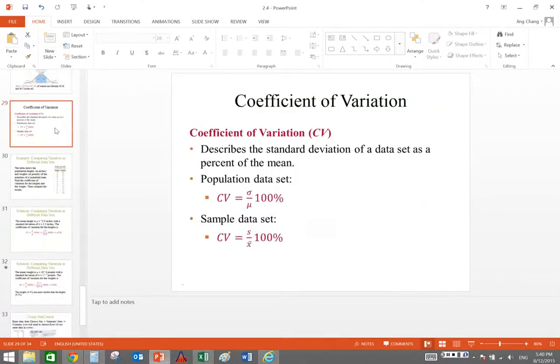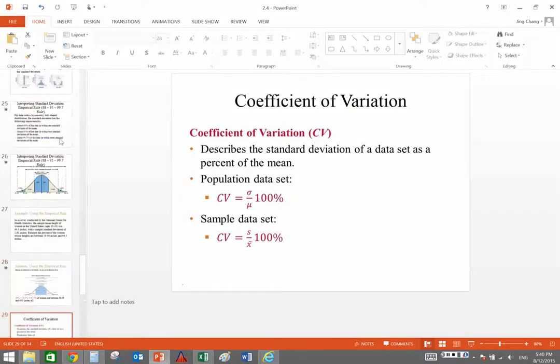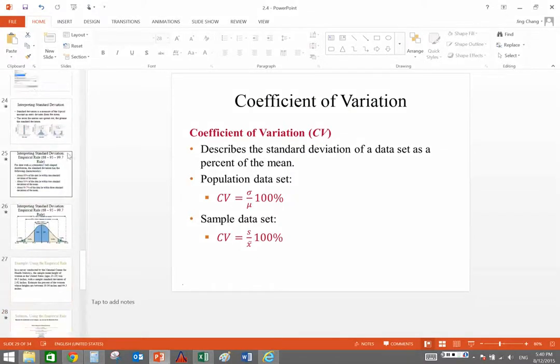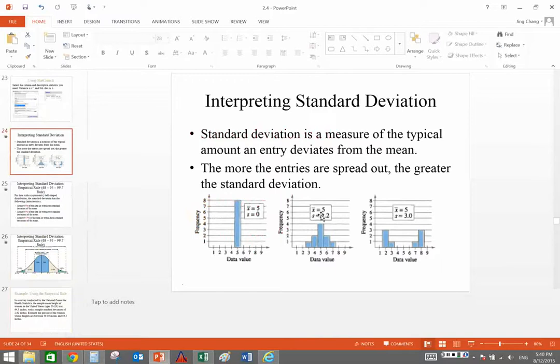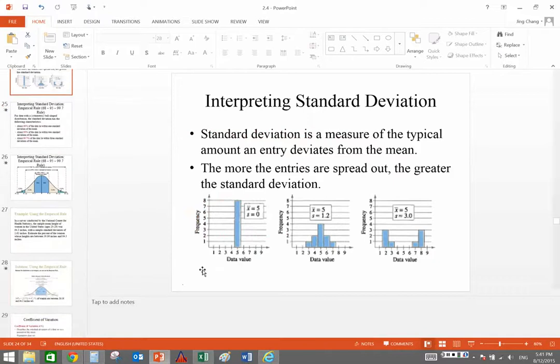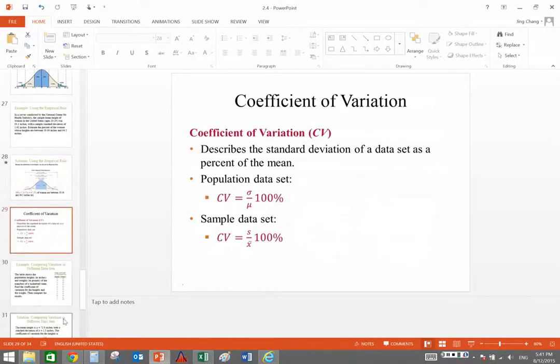We can use standard deviation to compare the variation of a data set. As we showed here, the greater the standard deviation, the more the entries are spread out. However, standard deviation has the same unit as the data entry. So if we have data with different units, for example, one is height, one is weight, and we want to know which one has more variation, then we cannot compare standard deviation directly because they don't have the same unit. It does not make sense to compare centimeter with kilogram.